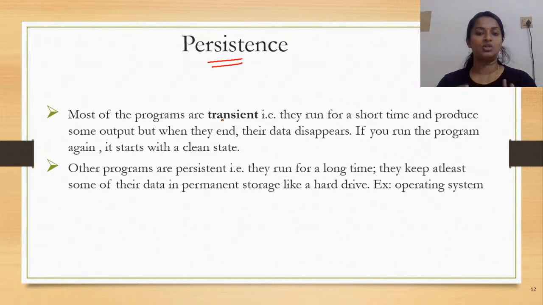the program will be stored in your primary memory. It runs for a very short time and produces the desired output as the program demands. After the program ends, what happens? The program and all the necessary details with respect to it are removed from the memory, because the program execution has terminated. The data with respect to the program also disappears. So if you want to run the program again, the same process starts with a clean state.